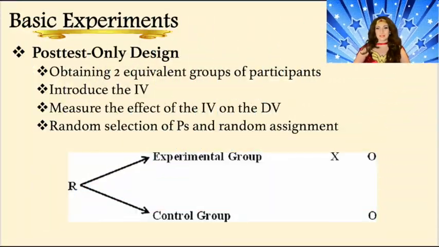So most experiments utilize the post-test only design. If you think about the word post, post means after. So when we talk about the post-test only design, we are talking about collecting our data after a manipulation of the independent variable. So the first thing we would want to do is obtain 2 equivalent groups of participants. Once we have our number of participants, we will randomly assign them to the different conditions. And ultimately, you want to make sure that you have an equal number of participants in each condition.